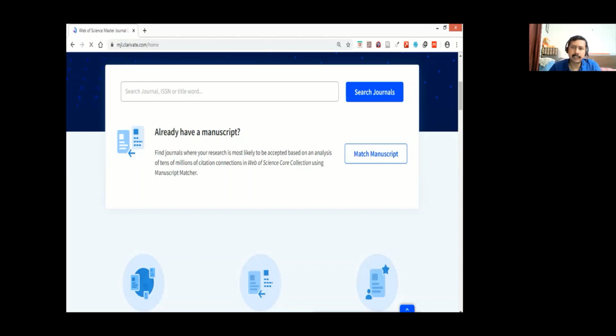Enter a journal title or the ISSN or any word, one or more words in the title of the journal. Click on Search Journals button. It'll find out the most matching journal by title.